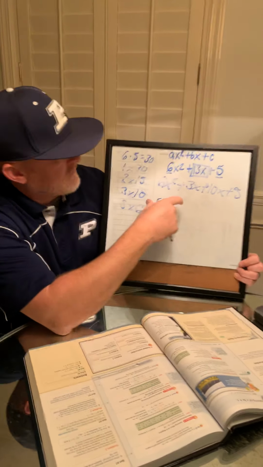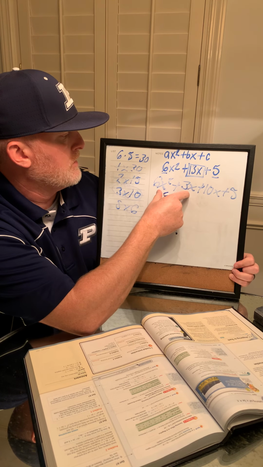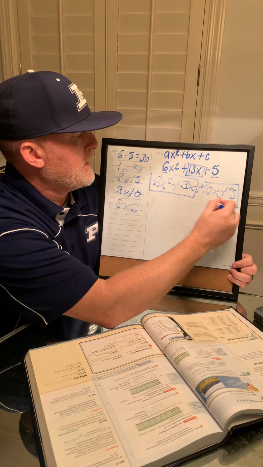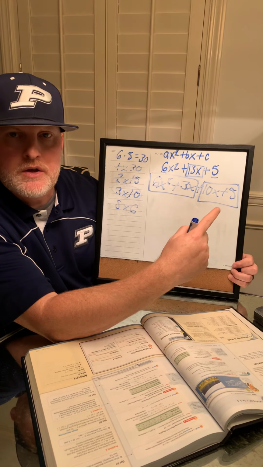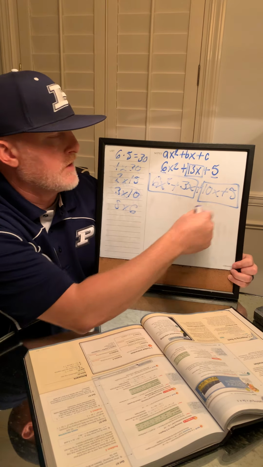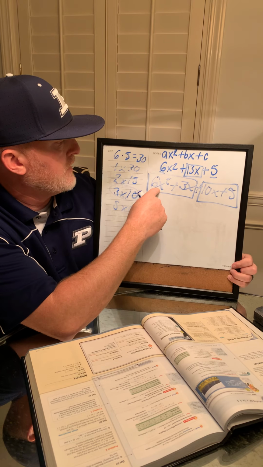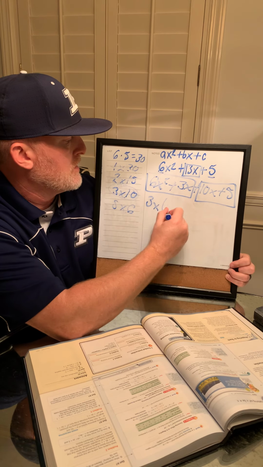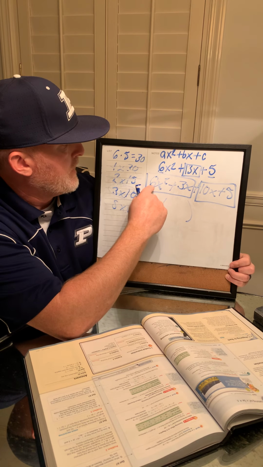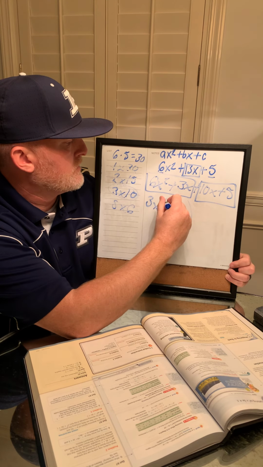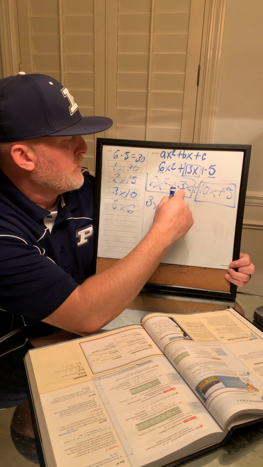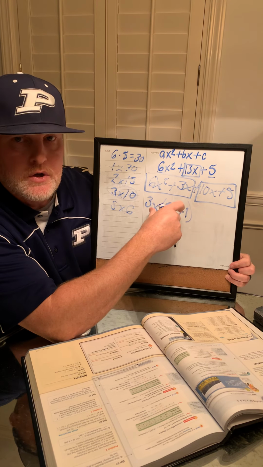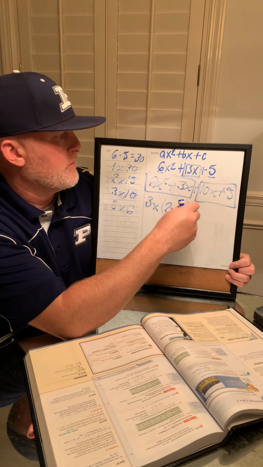So now we have two pairs, 6x squared plus 3x, that's our first pair, and 10x plus 5. So our next step is we want to find the greatest common factor of each one of these pairs. So 6x squared and 3x, you have a common factor of 3x. So we're going to factor out a 3x. 6x squared divided by 3x is 2x. 3x divided by 3x is 1. Alright, so we took the common factor out of that first binomial.